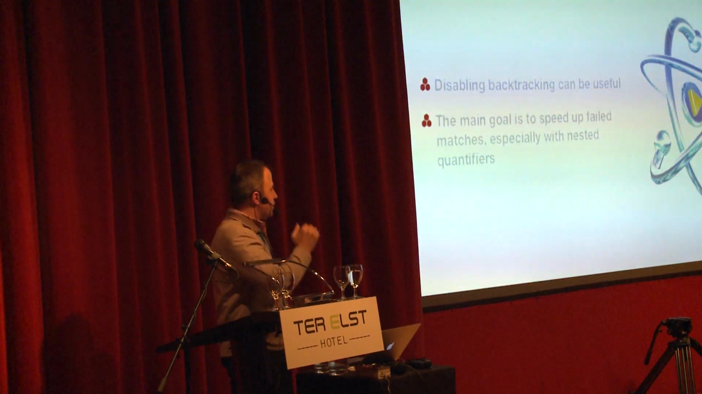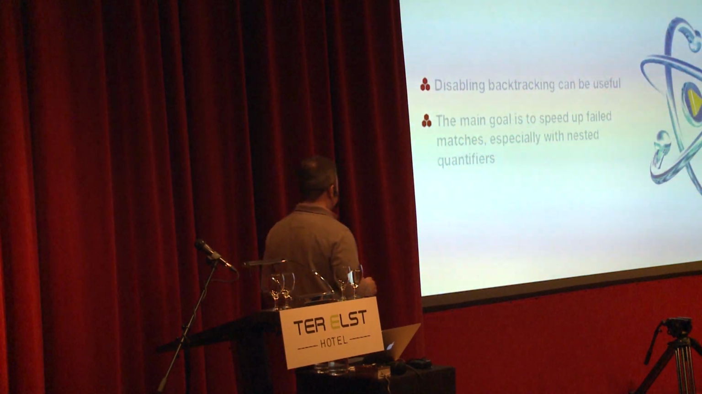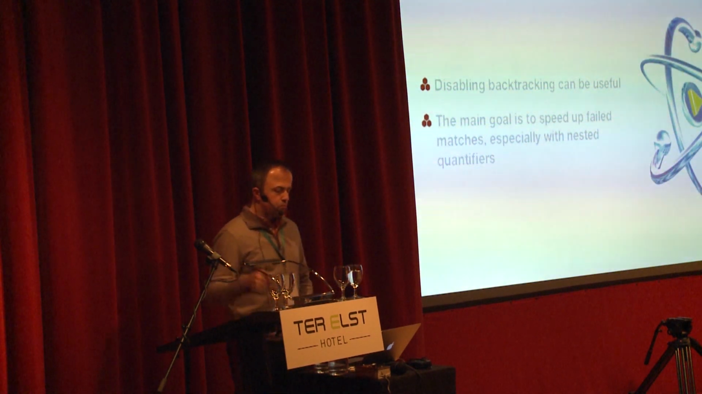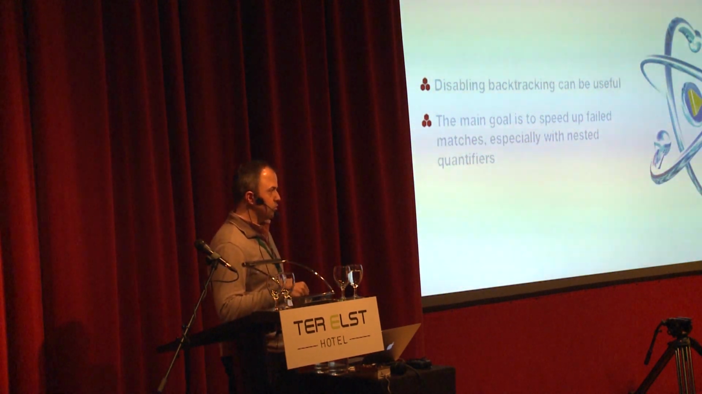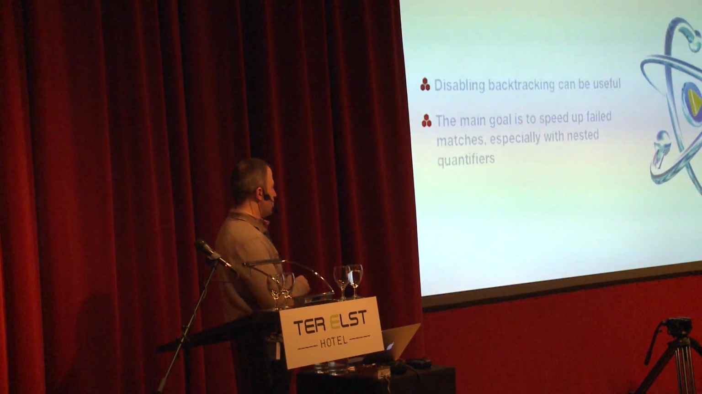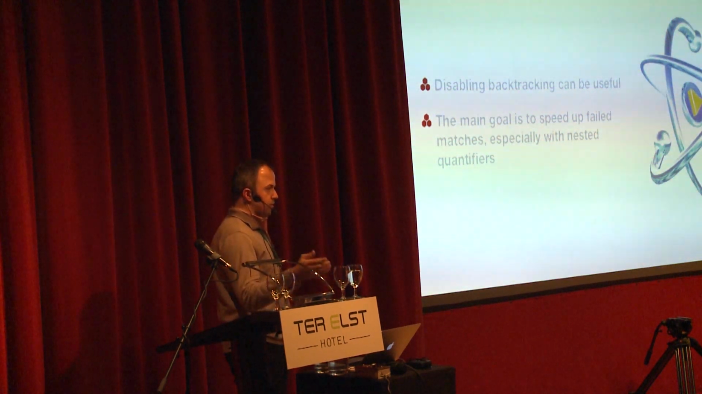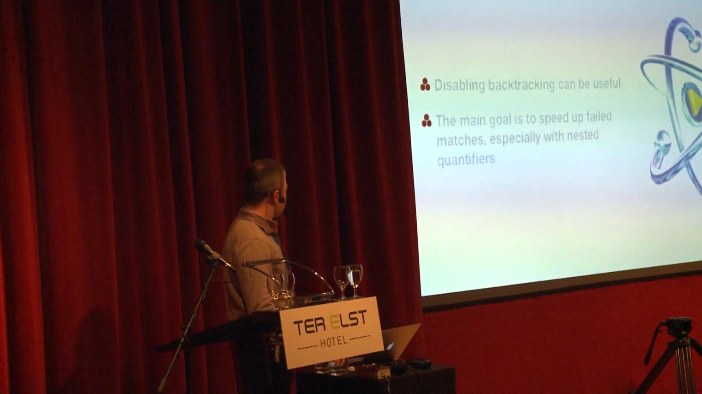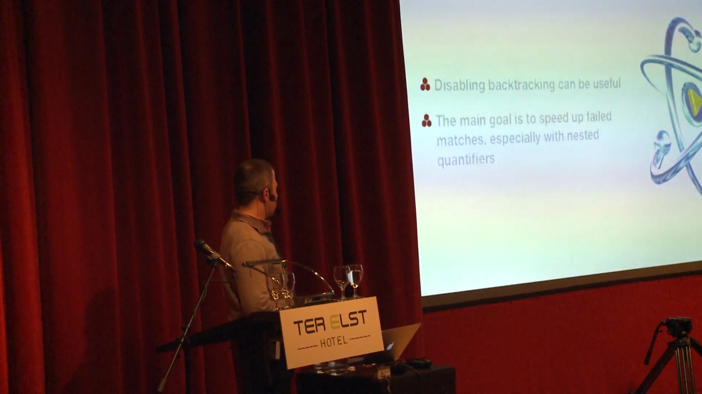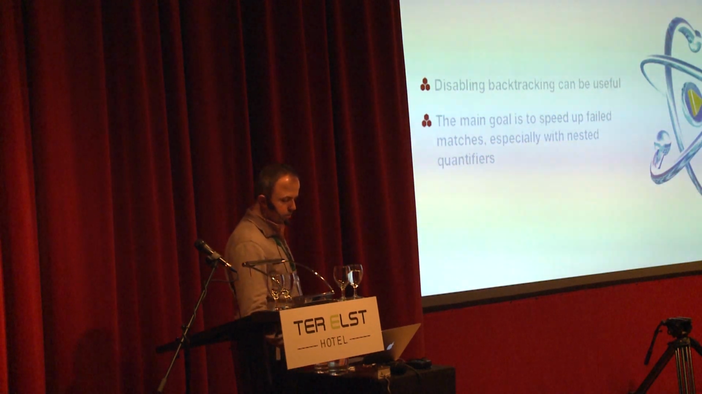So disabling backtracking can be useful. The main goal is to speed up matches that should fail as soon as possible, like in the previous example where we matched 1, 2, 3, and there are no more digits left. Just don't try to do that. And this matters a lot, especially with nested quantifiers, as we'll see.